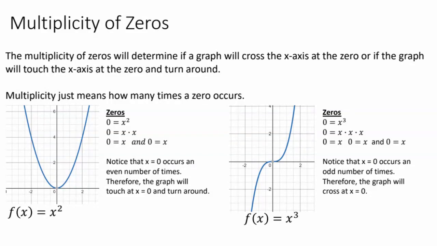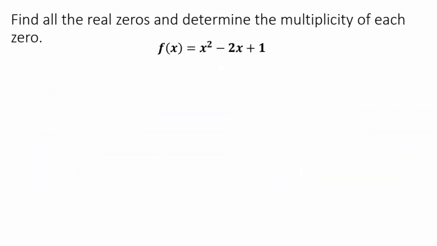Then again, on our example here for our parent function, our cubic function, we have x equals 0, x equals 0, x equals 0. So we have an odd number of times. Therefore the graph will cross at x equals 0, right? So this is what our multiplicity is. It tells how the graph is going to behave at our x-axis.